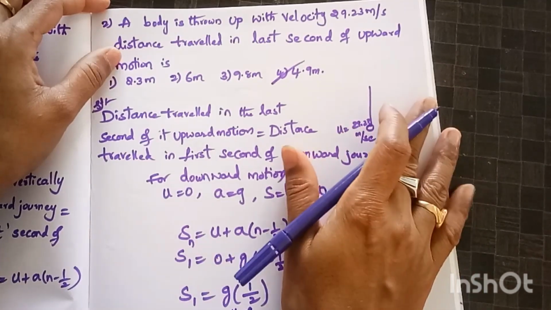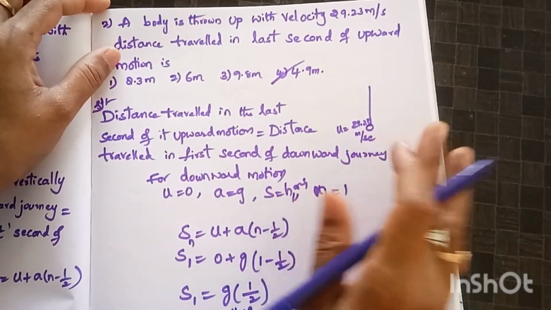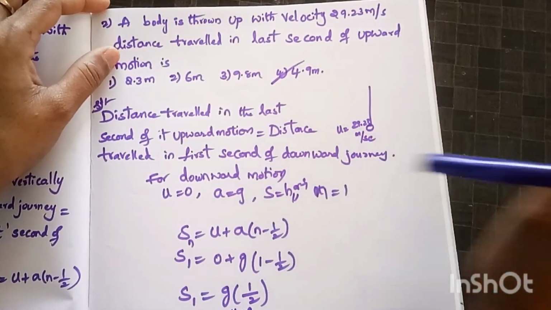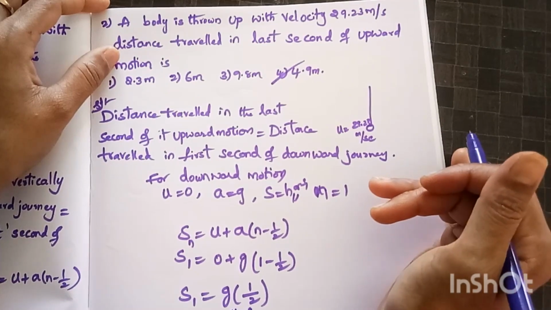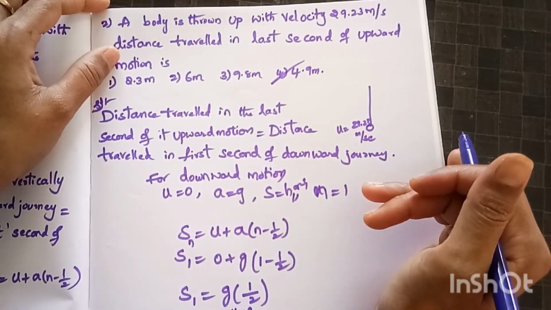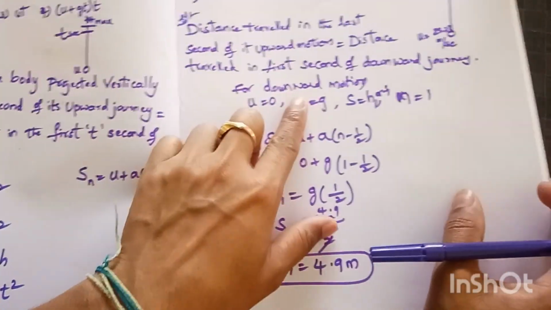Some may think that they have given only the velocity. With that speed the object is projected vertically up. Later on, after reaching the maximum height, it comes down, that is, it reaches the ground. So this is the problem based on this application.